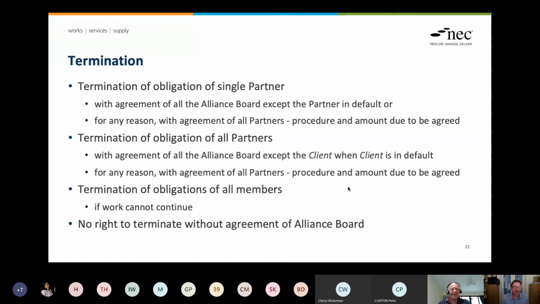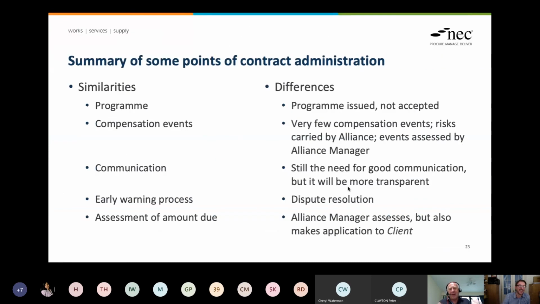Next slide, please. So here is termination. There are rules, aren't there? So it's normal termination rules, I would say, in a slightly different context because it's an alliance. You could get rid of one partner, or all the partners, the obligations of all the members, if the work can't continue. But you need to get agreement of the Alliance Board. But it's such a negative slide. We need to move on. There's going to be no termination, is there? The point being that you have to have that just in case, don't you? Just in case. Of course. It's a backstop, isn't it? It's a backstop.